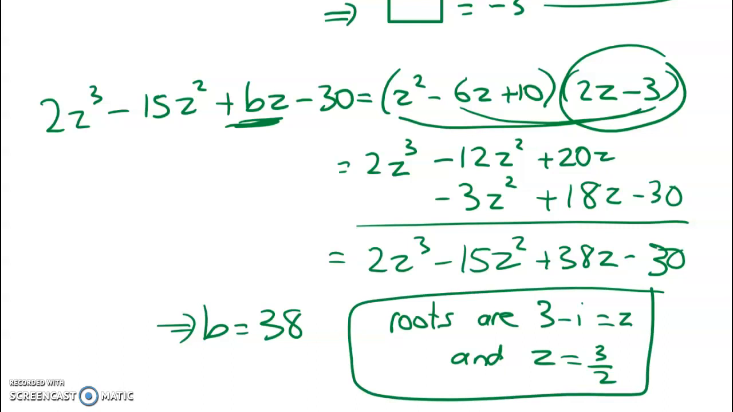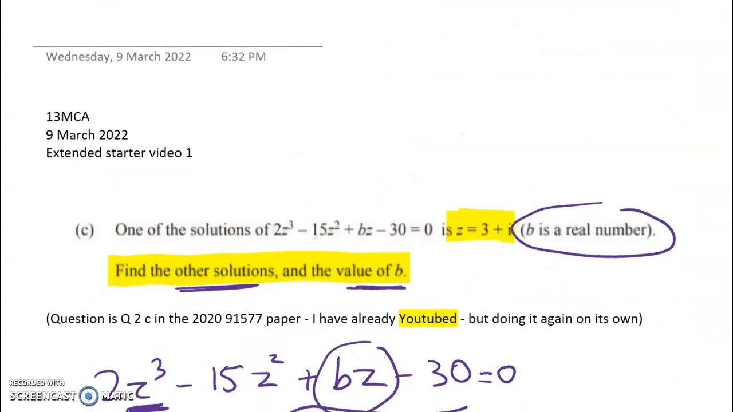I want to show you this other way. So that's the first method. The other thing we could do here doesn't use factorizing, and in this case, it doesn't even use the conjugate root theorem. It uses the fact that if something is a root of a polynomial, that means that it must make this a true statement.